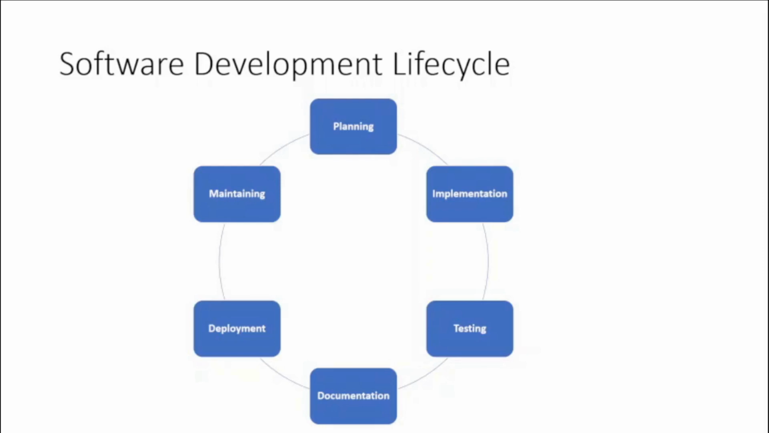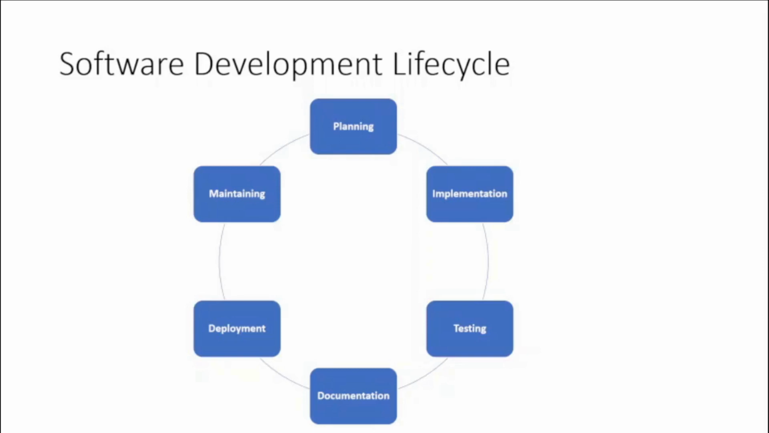Implementation. Here the software engineers start writing the code based on what they gathered as requirements and what they planned in the previous phase. Testing. It is a crucial stage that aims to discover any errors, bugs, or flaws in the software. Documentation. Each activity performed in the project is documented for future reference and enhancement in the development process.